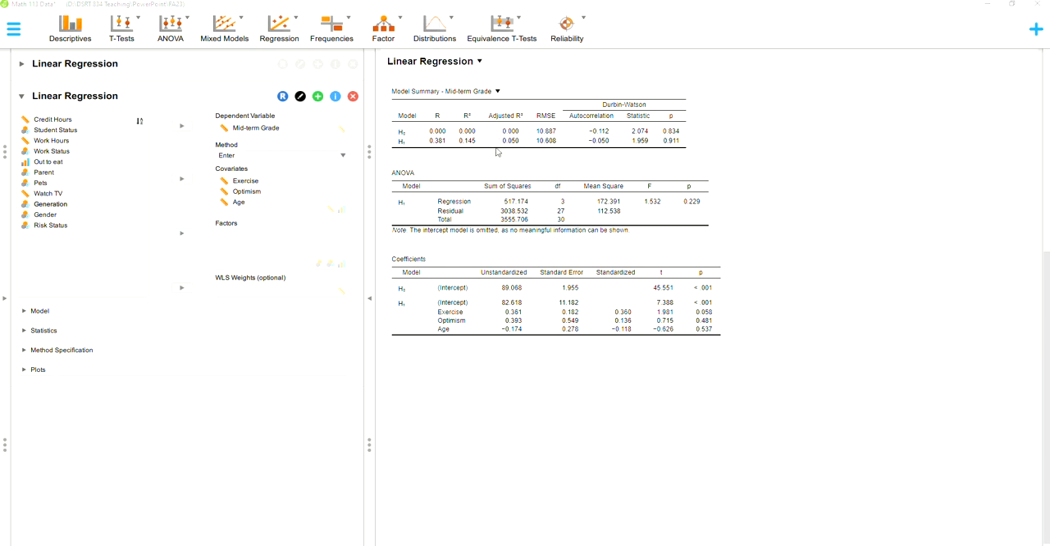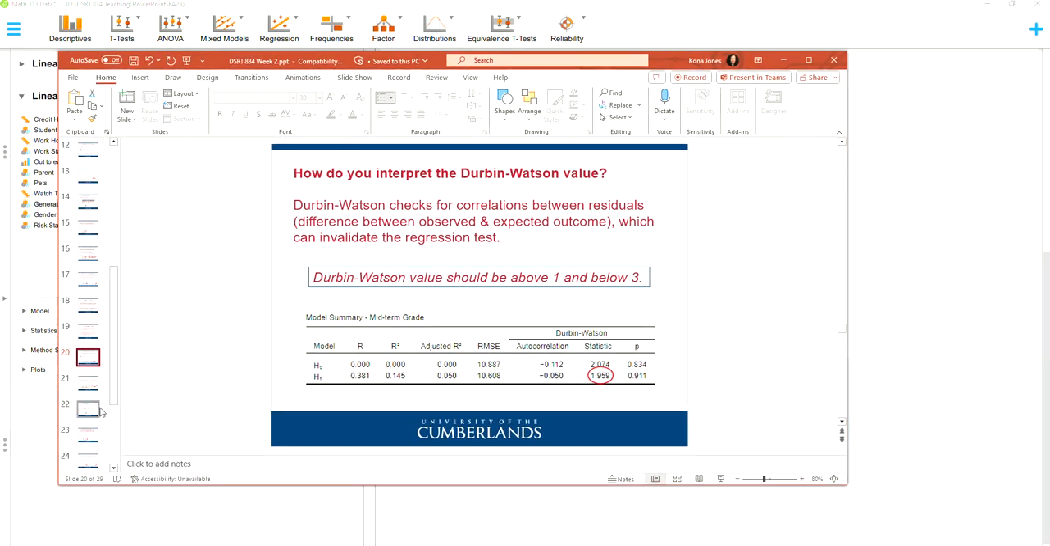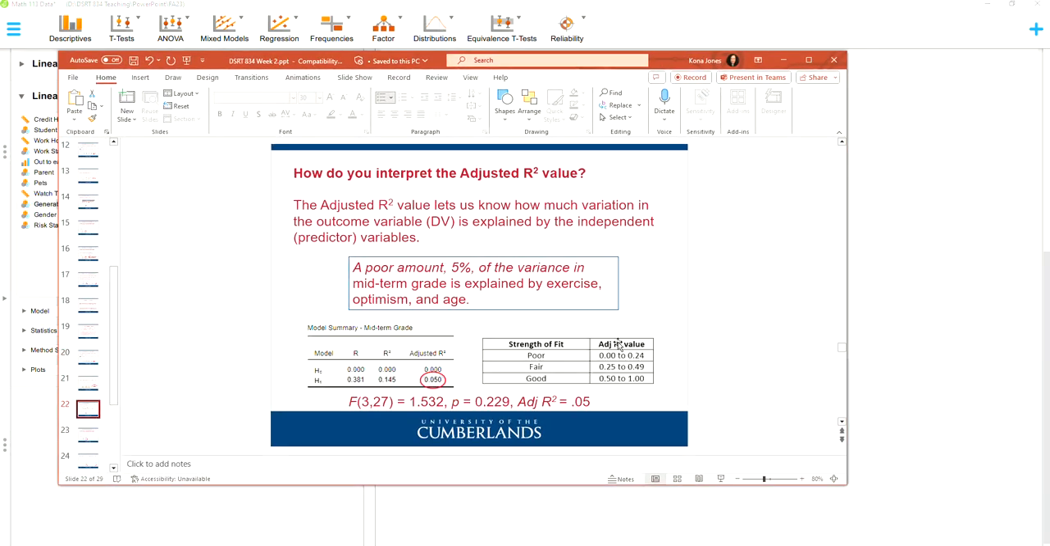So the adjusted R-squared is 0.05. What that means, because remember you multiply by 100, is only 5% of the variation in midterm grade can be attributed to exercise, optimism, and age. That's extremely low. So if we come over here, that 5% falls into poor. So yeah, not good. A poor amount, 5% of the variance in midterm grade is explained by exercise, optimism, and age. So basically nothing, right?